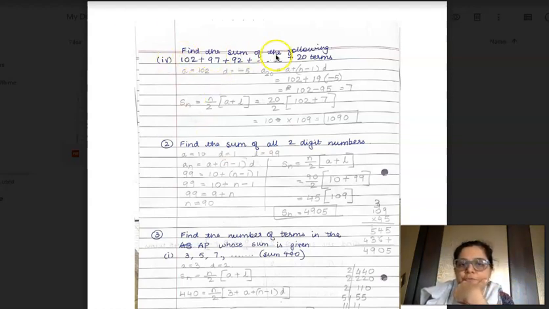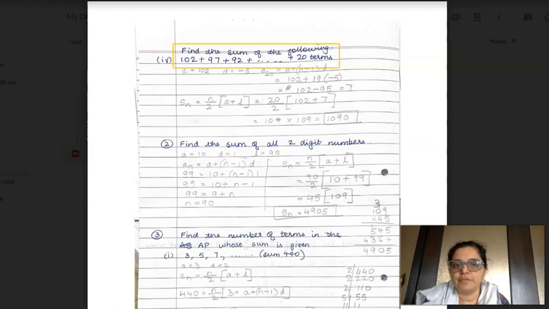Here, find the sum of the following, up to the fourth one. Your A is 102, D is -5, correct? Why is it -5 and why not 5?